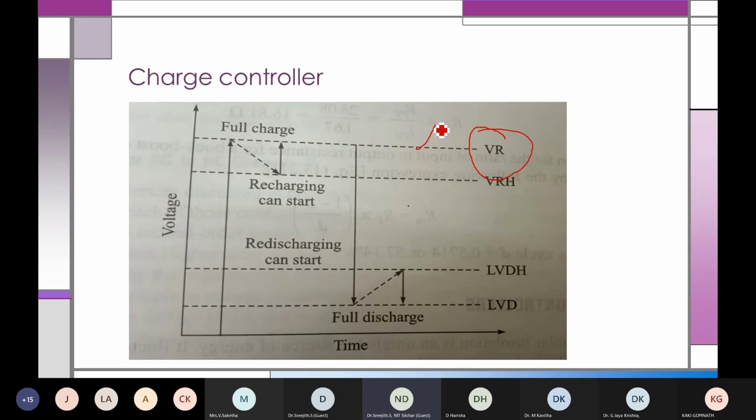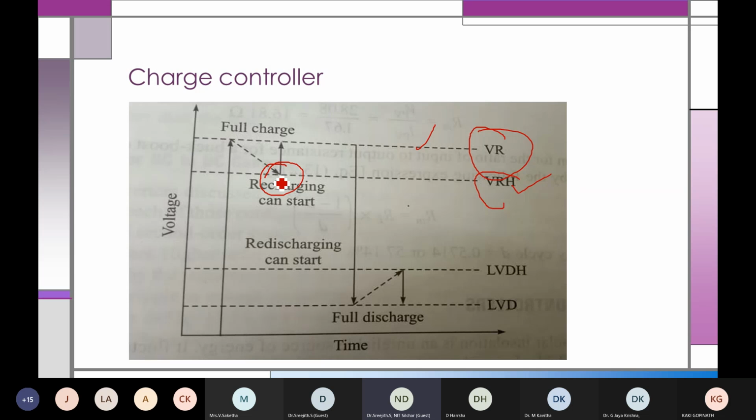Then VRH means the voltage regulation hysteresis value. Clear? The thing is that now I have connected this. I have a battery. It is charging from a source. The battery has reached the maximum value, so I have disconnected it from the source. Now I have connected the load also. It started discharging. So when I have to connect back to the source, that is given by this threshold value VRH. When the battery capacity reaches this value, automatic recharging will take place. This is with respect to the user, they can set anything.